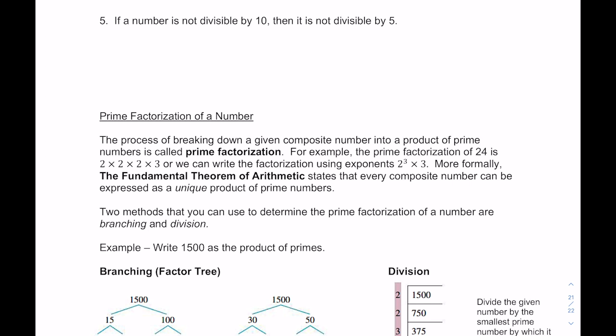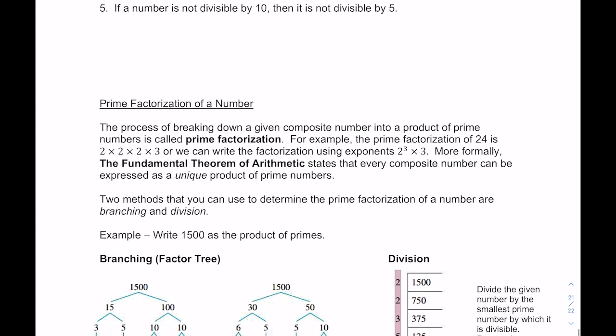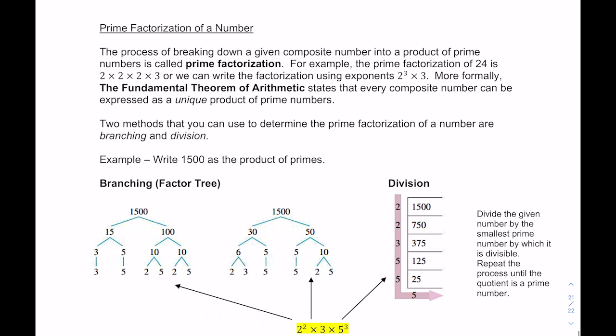We can abbreviate that, and instead of writing 2 times 2 times 2, we can put 2 to the third. So that power represents how many times we're multiplying the base 2, and then times 3, okay? The fundamental theorem of arithmetic states that every composite number can be expressed as a unique product of prime numbers. Unique means different, right? So you can take any composite number and write it as a different product of prime numbers. And there's two methods that we can use to determine prime factorization.